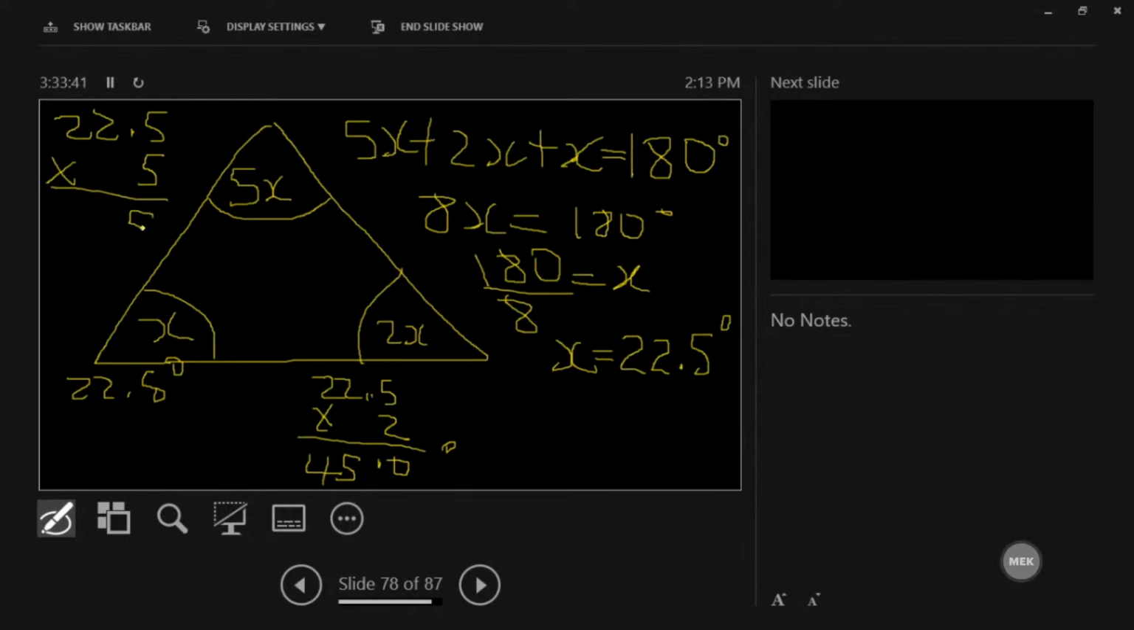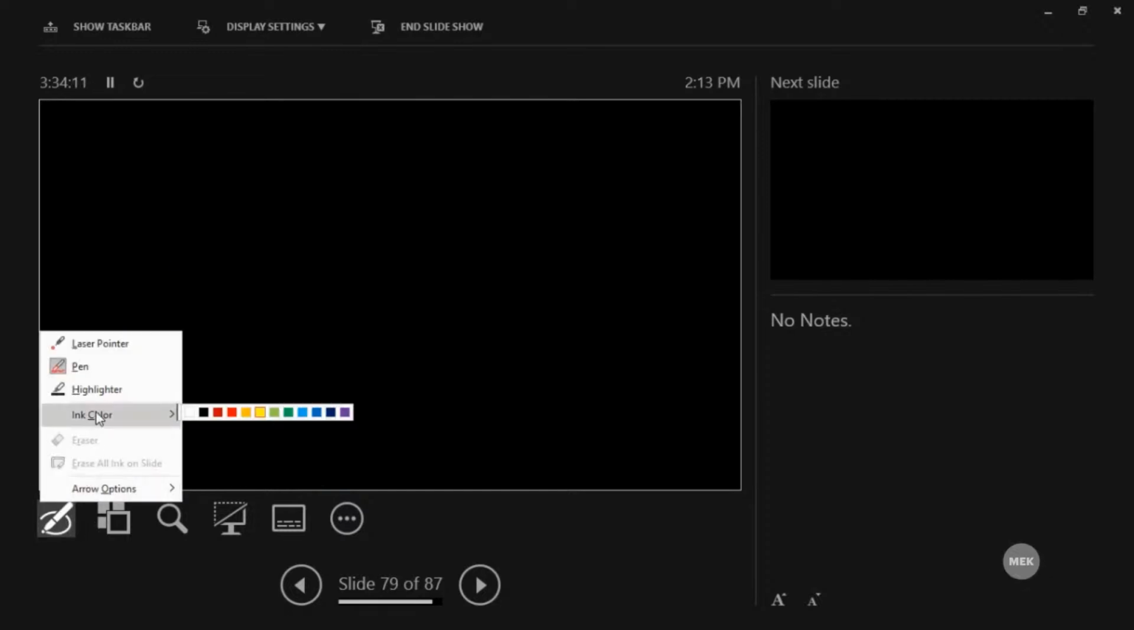5 5's are 25. 5 2's are 10 and 2 is 12. 5 2's are 10 and 1 is 11. So this big angle here is 112.5 degrees. So this angle is 22.5 degrees. This one is 45 degrees. And this one is 112.5 degrees. So now that you know these things, let me give you one similar to that.